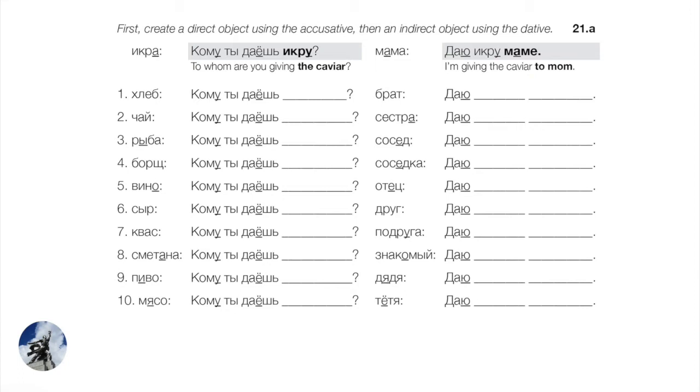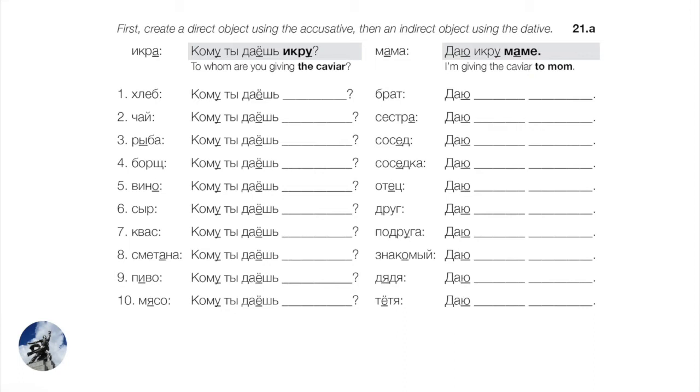Number 9, to whom are you giving the beer? Кому ты даёшь пиво? I'm giving beer to my uncle. Даю пиво дяде. Дяде. Now remember, uncle is masculine grammatically, and of course it refers to a male person, but it takes feminine endings. So дяде is the dative of дядя.